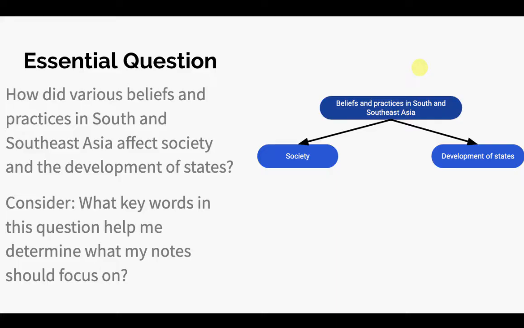Again, I'm looking for key words in the question, and I'm zeroing in on this word right here, affect, which indicates that it is a causation question. But if you look at my diagram over here, causation, remember, includes cause or effect. And here, I think it's just effects. We don't really have causes. So we're looking at beliefs and practices in South and Southeast Asia. That's the information we'll cover. And we're looking for their effects or impact on society and also their impact on the development of states.